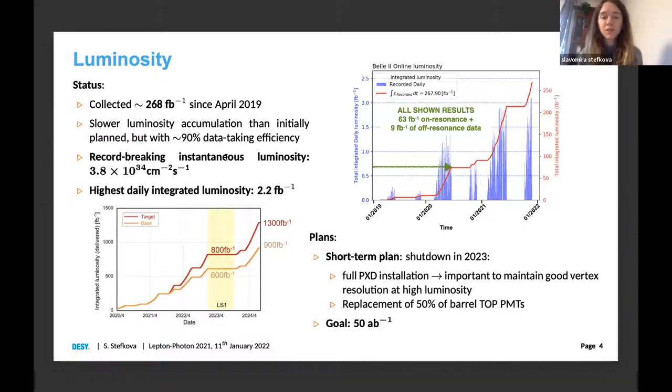All the results that I will show today are based on the first 63 inverse femtobarn of the on-resonance data and 9 inverse femtobarn of the off-resonance data.